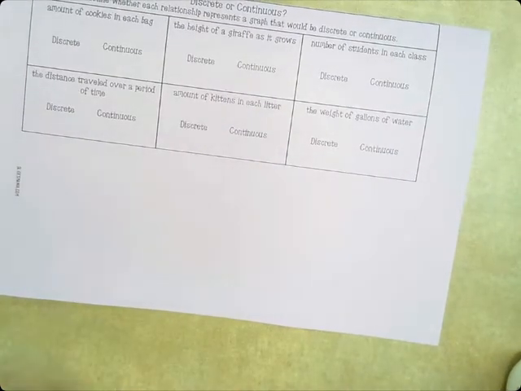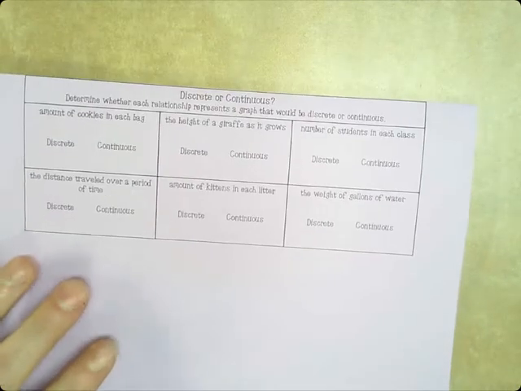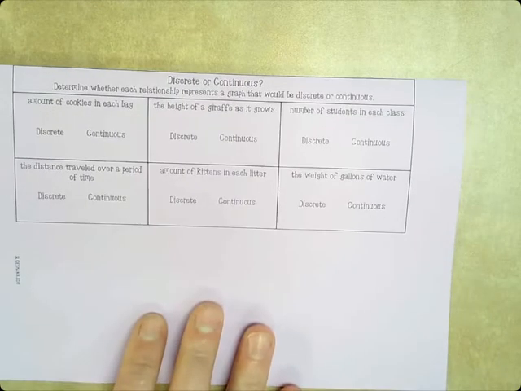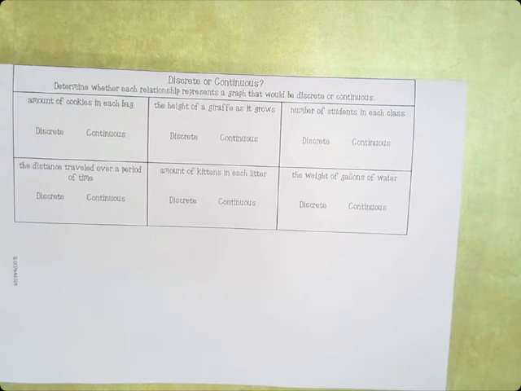Let's look at the next foldable that we're going to do. Look at the front. It says discrete or continuous. Determine whether each relationship represents a graph that would be discrete or continuous. So I'm going to let you work with your table group on this. I'm going to give you a few minutes. There are 3 of each. So let's go over how y'all did.